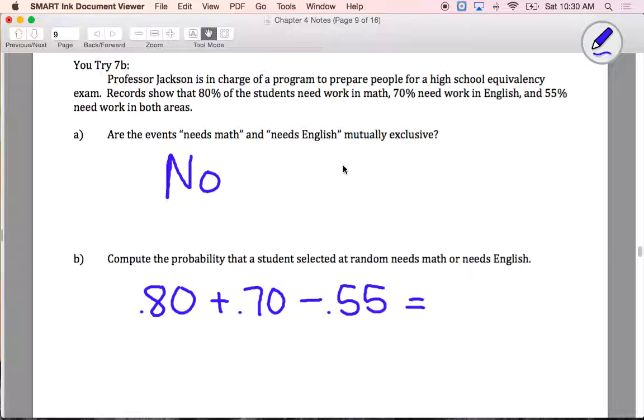So when I get that then, I have a 0.95. Now, if you wouldn't have subtracted the 0.55, you're going to have a number bigger than 1. That should be a clue that something went wrong because you should never have a probability bigger than 1 when you go through these.